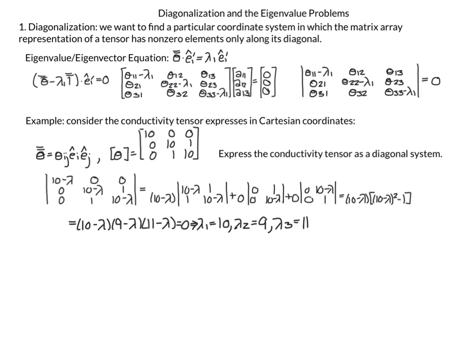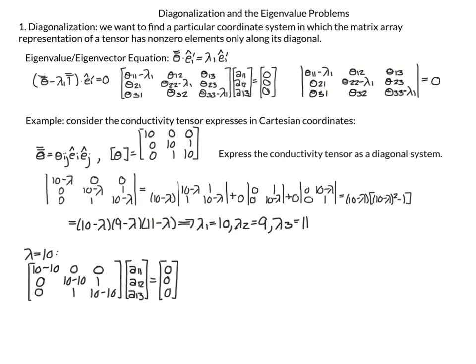Okay, so what I have found is this system of equations here, this matrix equation, will have a solution for the homogeneous system if lambda is either equal to 10, 9, or 11. So we're going to solve this system of equations using 10, 9, and then 11. So we'll start with 10. Okay, so now we're starting with lambda equals 10.